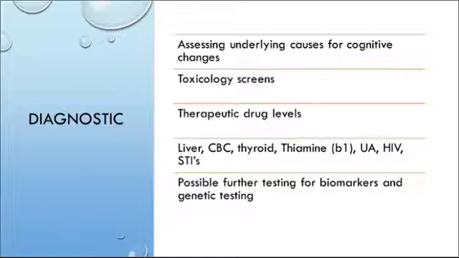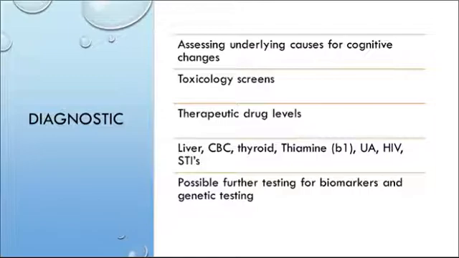Diagnostics. Assess underlying causes for cognitive changes. I said that. Toxicology. You have a section on page 1720. Looking for alcohol or substance abuse regardless of their age. Therapeutic drug levels for certain things that can really throw them off, like some of your anti-epileptic, your seizure drugs, some of your antibiotic drugs, aminophylline. Looking at liver function, CBC, you're looking for infection, different kinds of anemias, whether it's an iron deficiency or B12 or a folate deficiency. Your thyroid function, I call it your little motor in there.